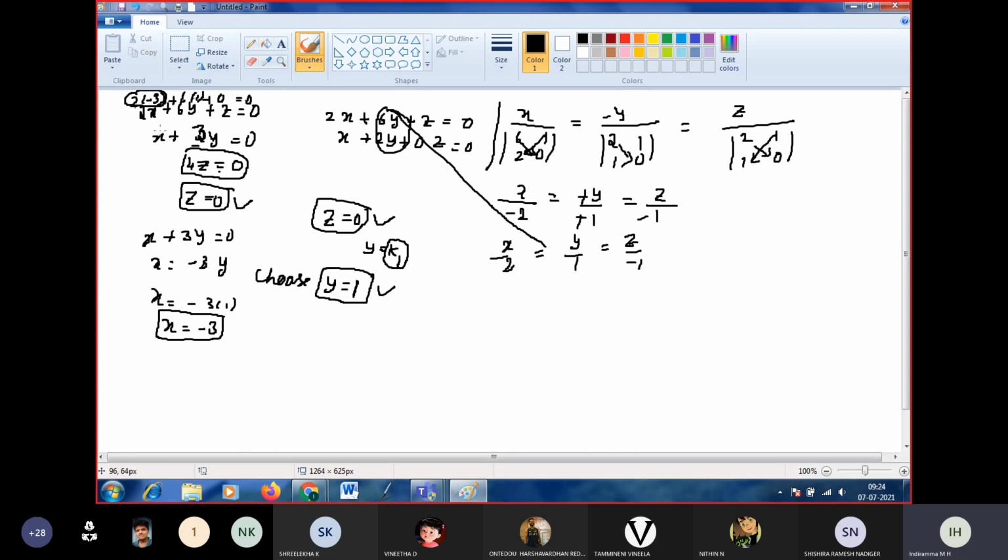So if you substitute in the second equation x and y values, x is minus 3 I got, plus 3 into y, I got it as 1. Minus 3 plus 3 it is 0. So 0 equal to 0. LHS and RHS both are satisfying. Therefore the eigenvector 1 is x1 is equal to x is minus 3, y is 1, z equal to 0. So this is a way what we have to consider.